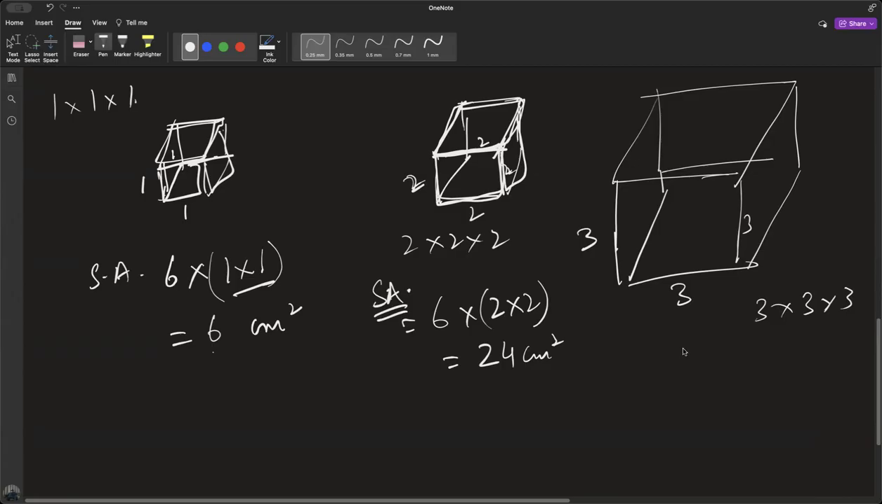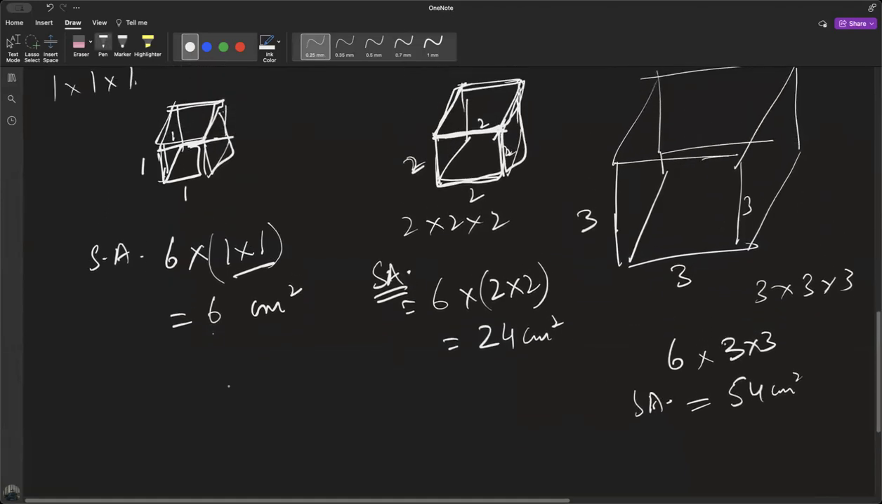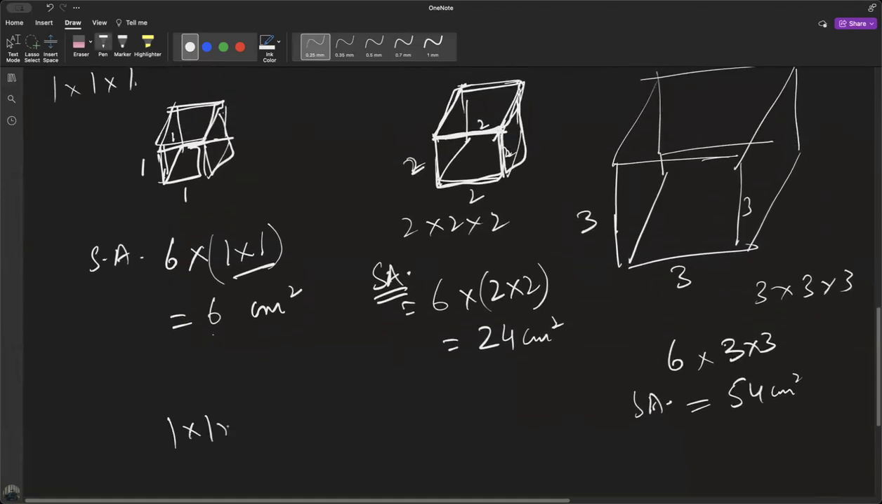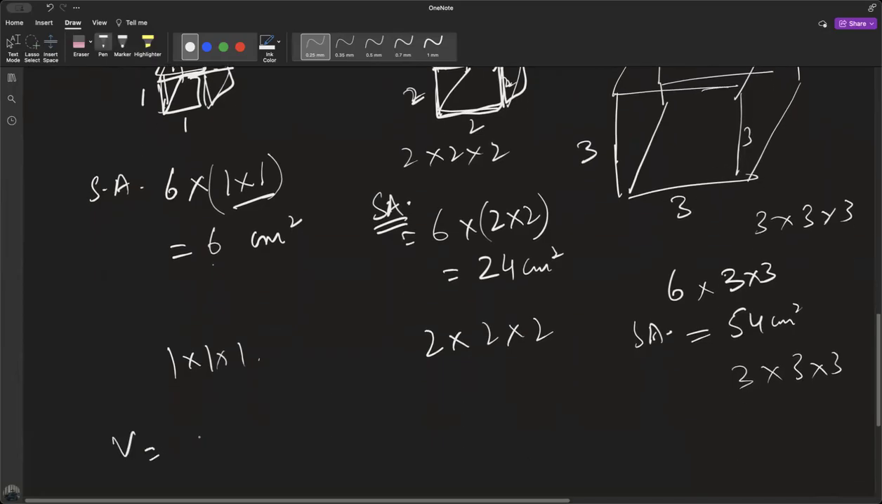For this side, if you look at it, it is the same. For each side, 3 by 3 is the surface area. There are 6 sides, and it gives you a total of 54 centimeter square. This is the surface area. So let's find out the volume for each. The volume is obviously 1 into 1 into 1, 2 into 2 into 2, 3 into 3 into 3. So the volume that we are going to get is 1 centimeter cube, 8 centimeter cube, and for this one, 27.